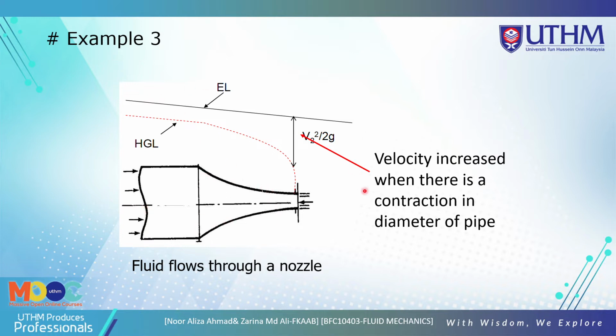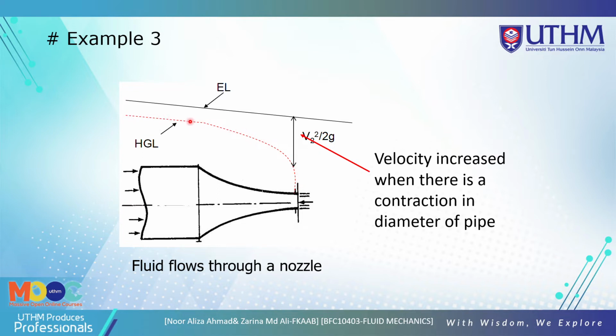Okay, so this is velocity increase when there is a contraction. So this is based on contraction. Okay, you have learned in chapter 4, in diameter of pipe. Okay, so this is the energy line, the black line here, and the red dotted line here is HGL.